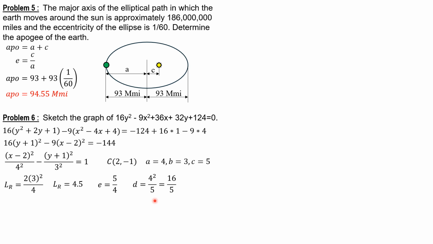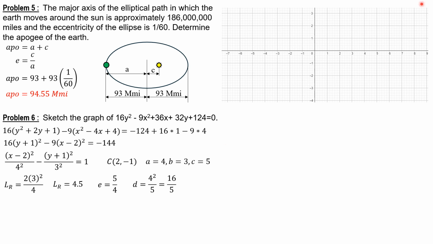So let's now sketch the graph, have this coordinate axis first. Locate the center, which is at 2 comma negative 1, as shown. One vertex is 2 minus a, 2 minus 4, negative 2 comma negative 1 here. This is V1, negative 2 comma negative 1. Then V2, 2 plus 4 is 6 comma negative 1. F1 is 2 minus 5. So F1 is at negative 3 comma negative 1. And F2, which is here, is 2 plus 5, 7 comma negative 1.